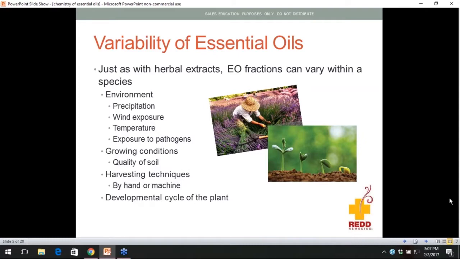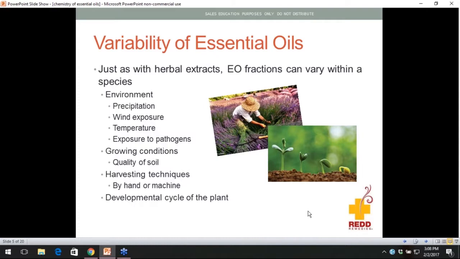Harvesting techniques play a role. The essential oils are volatile and reactive, so it's better for things like the lavender I show here to be hand harvested rather than by a machine, because the machine is a little more traumatizing to the plant than hand harvesting is. And then also the developmental cycle of the plant.